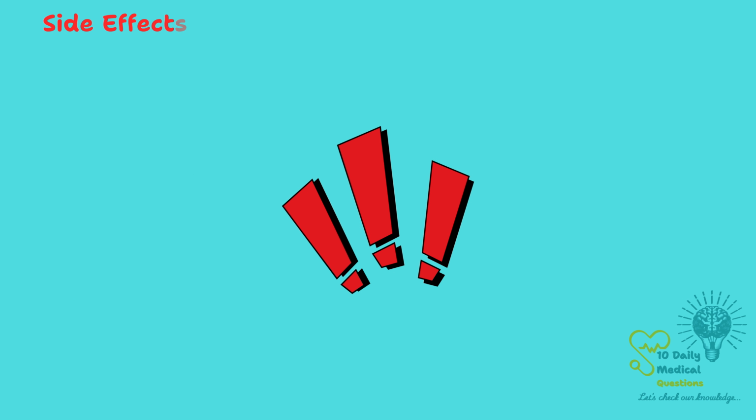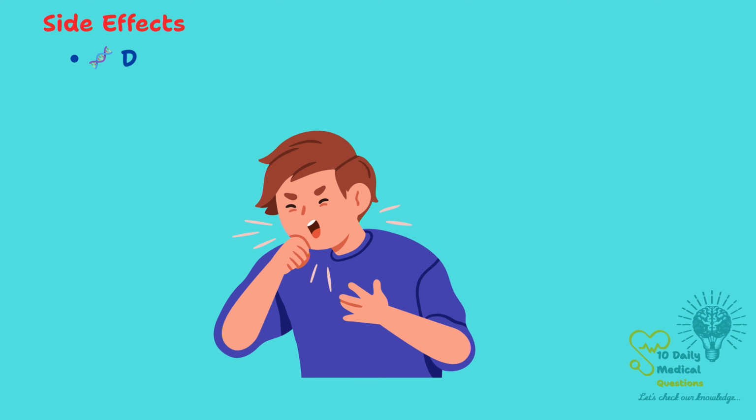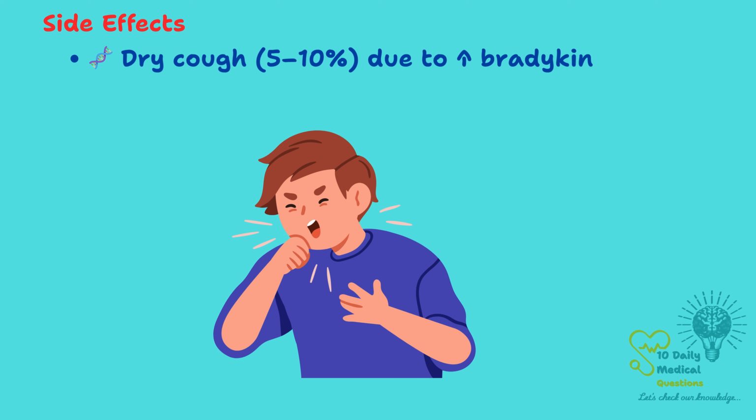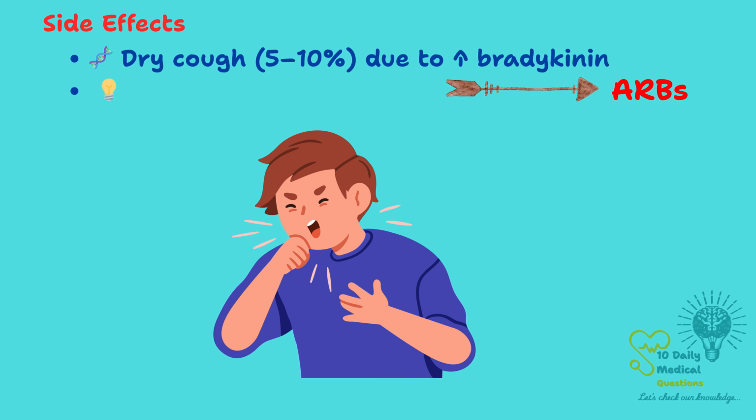Regarding side effects, one of the most common and well-known is persistent dry cough, which occurs in about 5 to 10% of patients. This is due to the increased bradykinin and substance P in the respiratory tract. If the cough is troublesome, treatment should be discontinued and often switched to an angiotensin II receptor blocker.